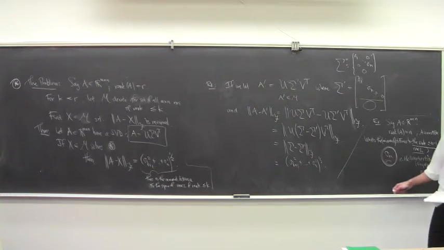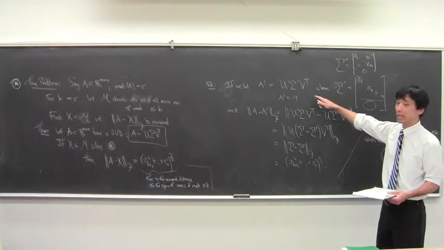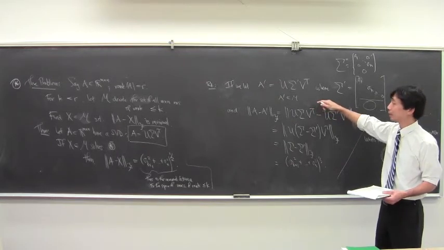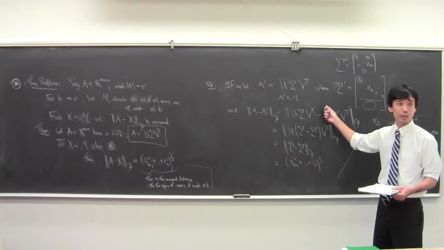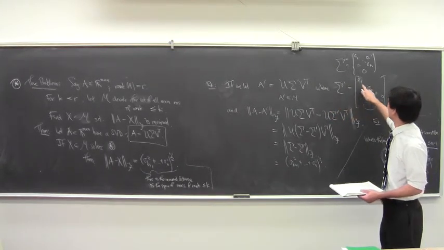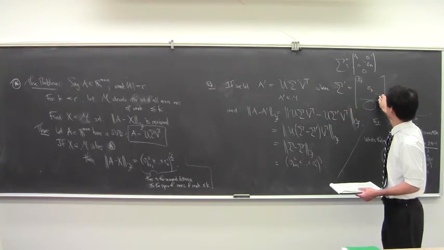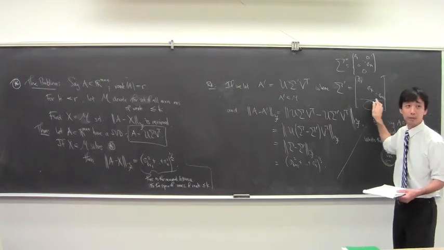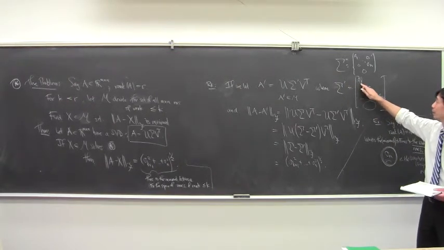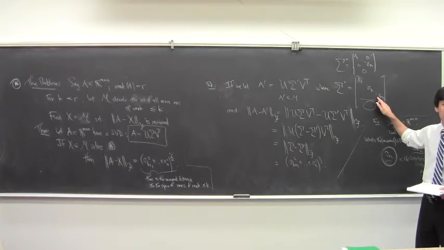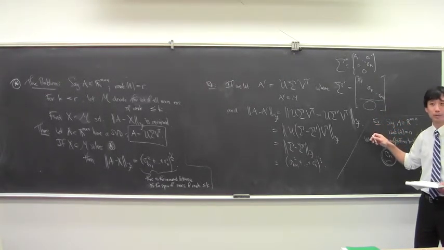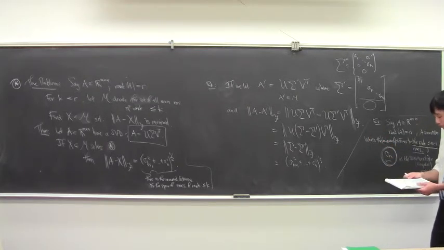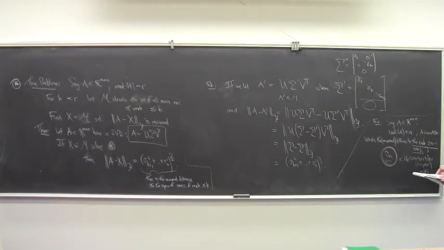And what we see is that we could create the closest non-invertible matrix to our invertible matrix by using all the guys down to sigma n minus 1. If we took sigma prime to be this matrix, then that would be the closest non-invertible matrix. Just to give you some interpretation.